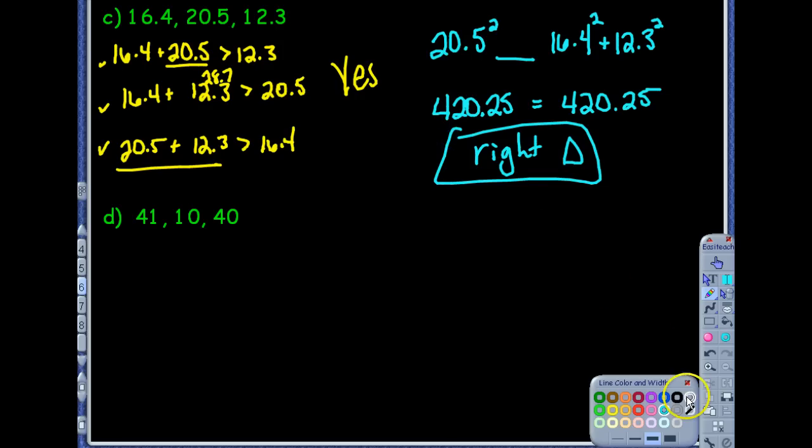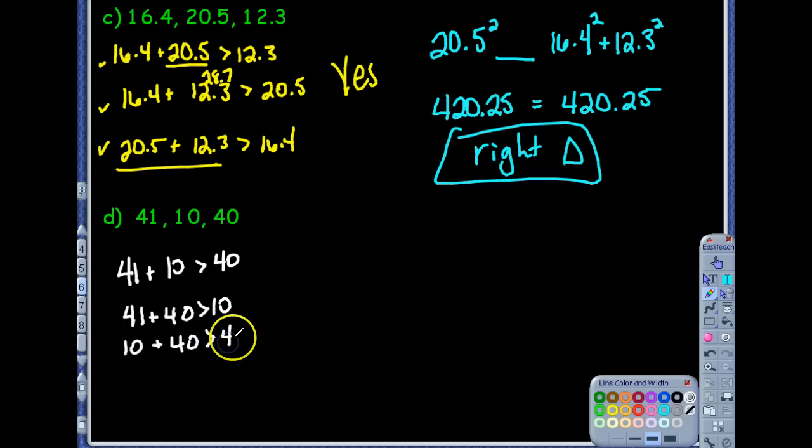Last one, same directions. And guys, I would encourage you to try this one on your own. Okay. All right, let's just determine if it's a triangle first. So 41 plus 10, that is greater than 40. Definitely. So that's one scenario. What about 41 plus 40? That's obviously greater than 10. Yes. What about 10 and 40 added together? Yeah, that's greater than 41. So it is a triangle.